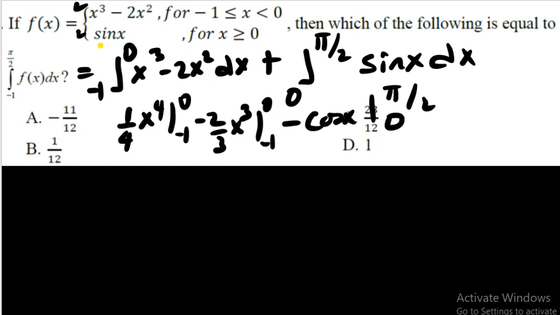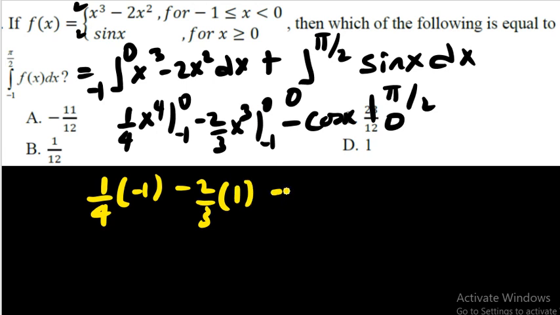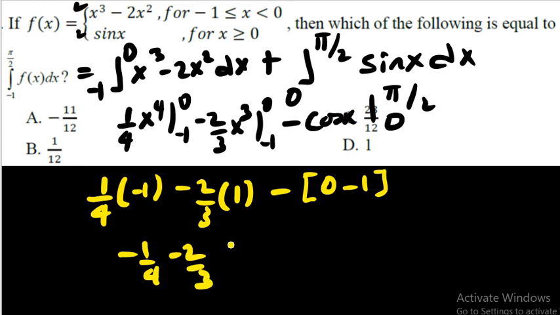Now let us evaluate. For 1 over 4, keep it outside. When you insert 0, it will be 0, and when you insert negative 1, it will be 1. 0 minus 1 will be negative 1. Minus 2 over 3, again keep it outside and insert 0 here. 0 cubed is 0, and negative 1 cubed will go to negative 1, so 0 minus negative 1 will be plus 1. Then minus, again, cosine pi over 2 is 0 and cosine 0 is 1. So 0 minus 1. So what you have now is negative 1 over 4 minus 2 over 3 plus 1, because negative, negative.